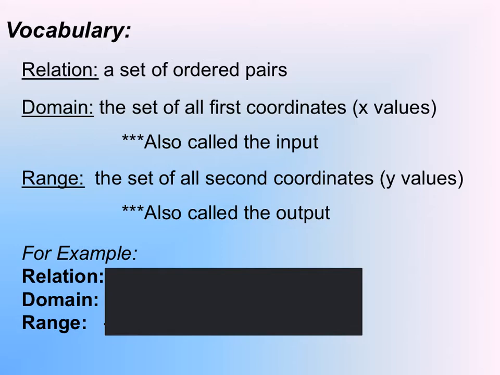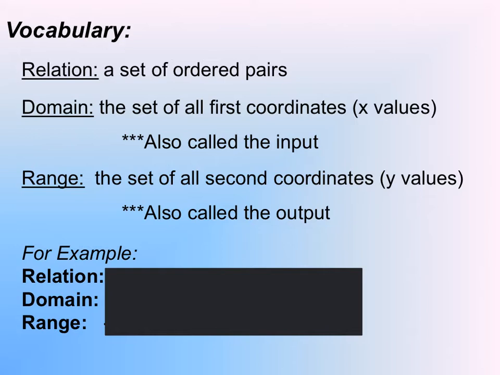So first we'll talk about relation, and relations are just a set of ordered pairs. And then when referring to that relation in the ordered pairs, which are x and y values, the domain refers to all of the first coordinates, which are your x values. That's also your input. And then the range is all of your y values, which are the second coordinates in each ordered pair. And that's also called your output.